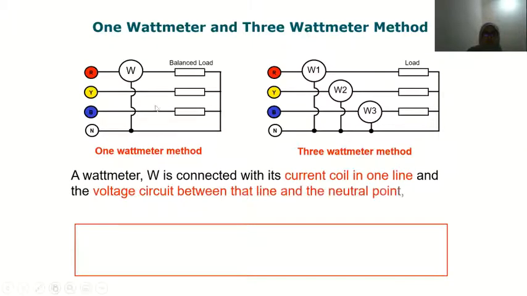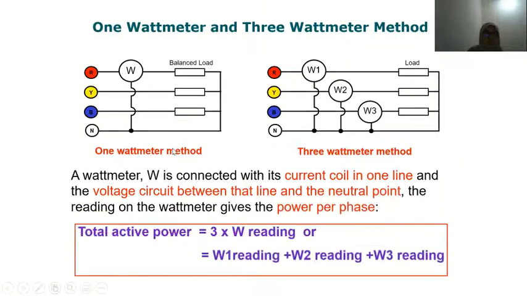This is the configuration of how we set up the 1 wattmeter method, and the second figure shows how the 3 wattmeter method is implemented. A wattmeter, W, is connected with its current coil in one line, and the voltage circuit between that line and the neutral point. So the reading of the wattmeter gives the power per phase.